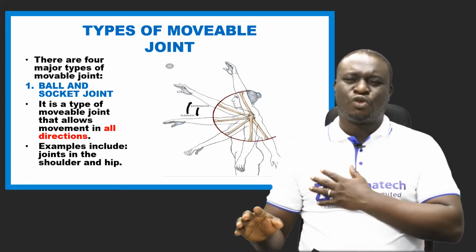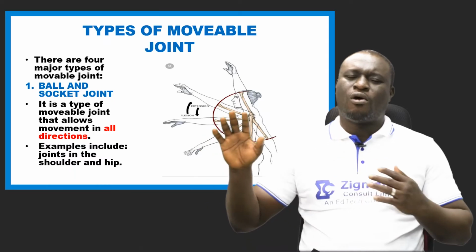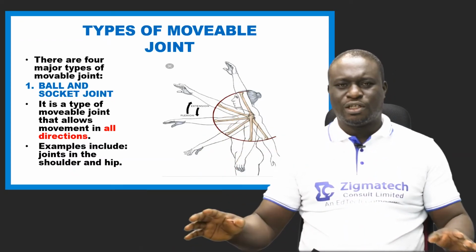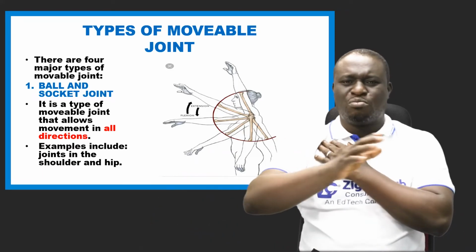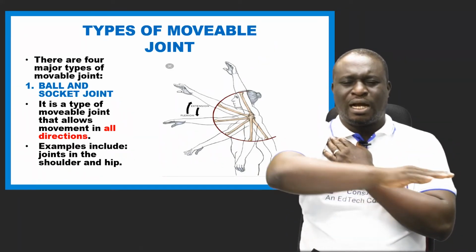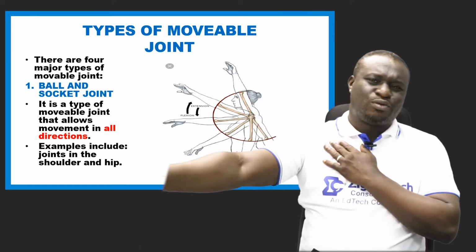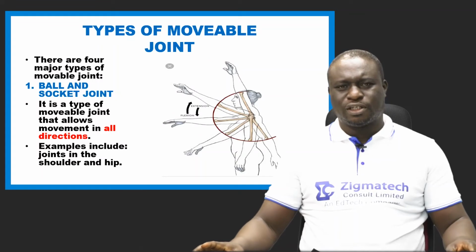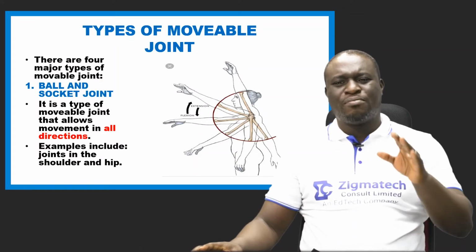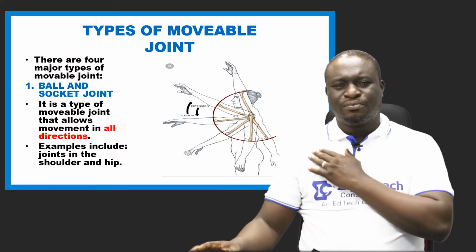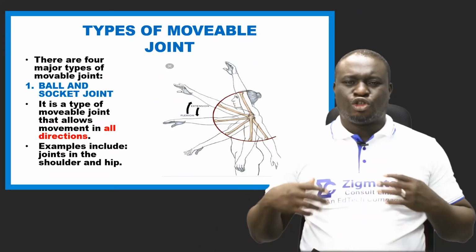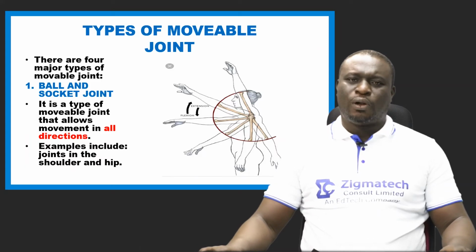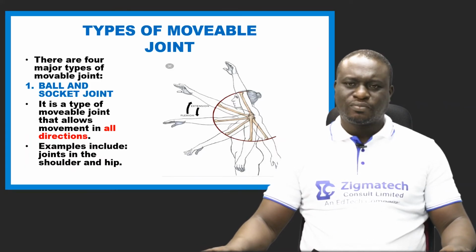Now this is a joint that allows movement in all directions. You can see on the screen, you can move your arm in all directions. I can move it up, down, sideways, and so on. This is called the ball and socket joint. The ball and socket joints can be located at the shoulder and also at the hip.